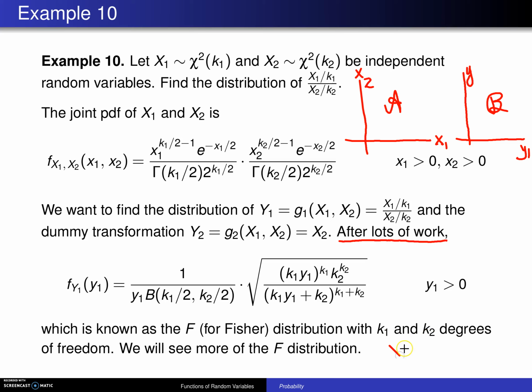So this can be written as y1 has the f distribution with k1 degrees of freedom and k2 degrees of freedom, and this is still another distribution that is used in classical statistics, so you'll see quite a bit more. So if you look at the normal, the chi-squared, the t, and the f distribution, they do a lot of the heavy lifting in classical statistics, and you'll see that in the class that follows this one.